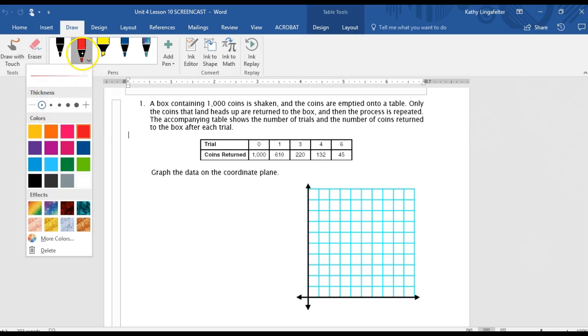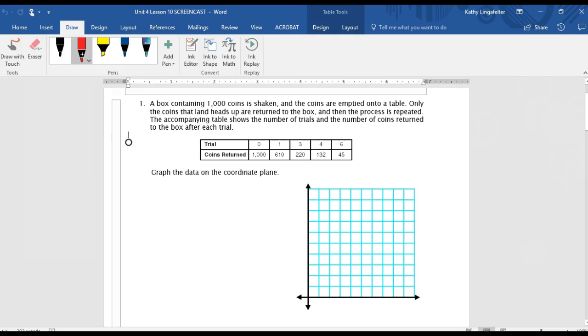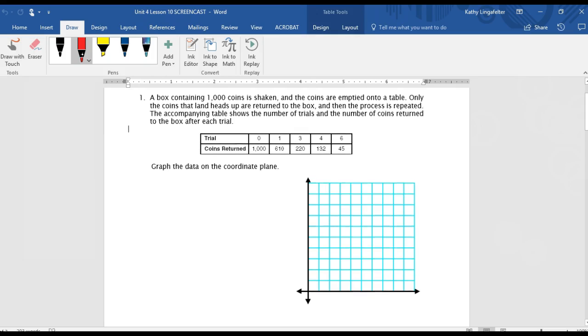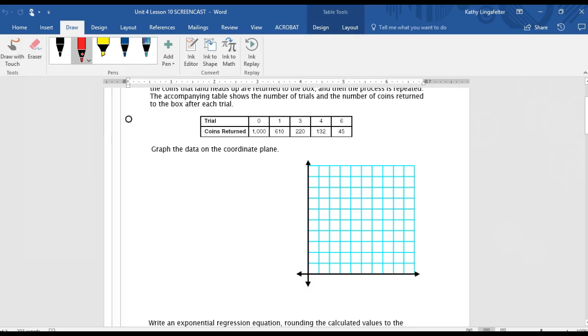So let's go ahead and get this graphed, and it's important to identify what's our x's and what's our y. So our trials are our x's and the coin return are going to go on our y's. So 0, 0 is still at 0, 0, even though we can only see the first quadrant of the coordinate plane. And it looks like on my x's, my minimum value is 0, which I already have. My maximum value is 6. There's only 10 places for me to number, so I'm going to actually count by 1.